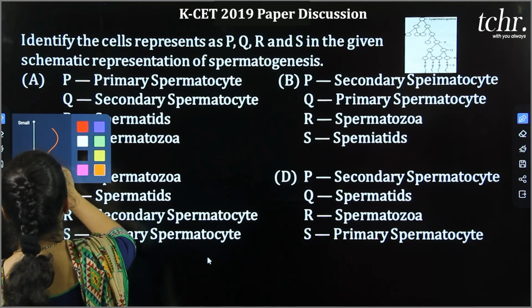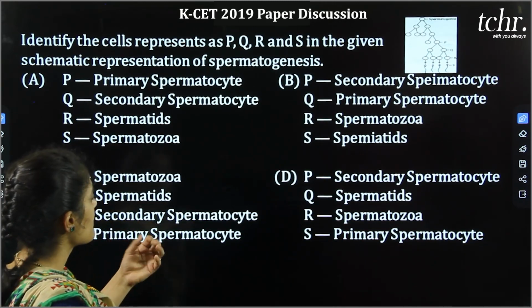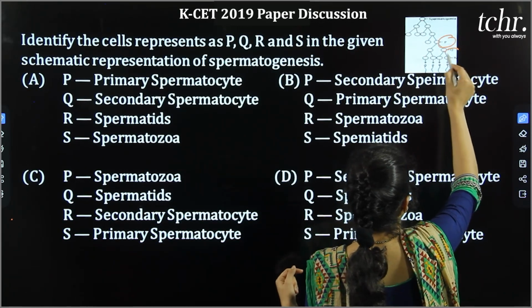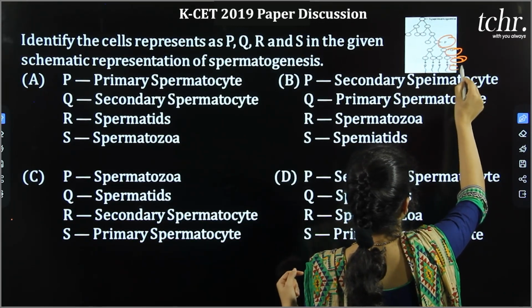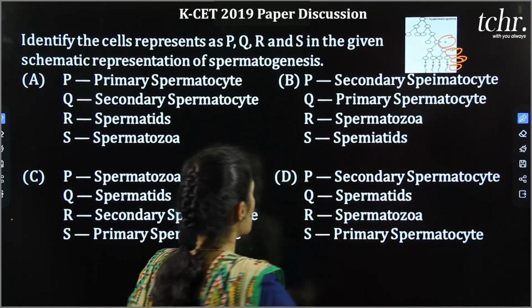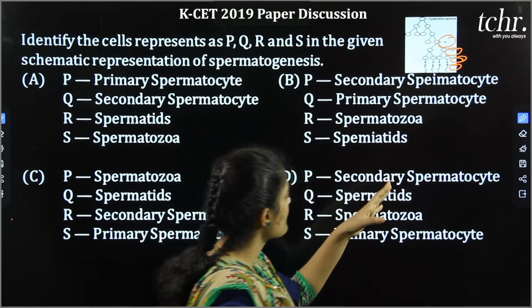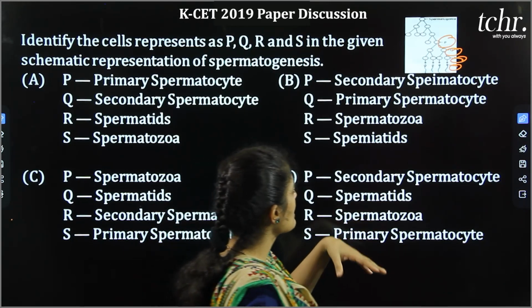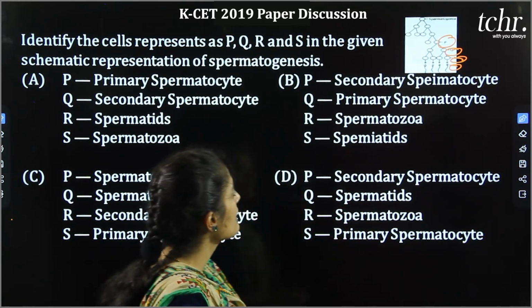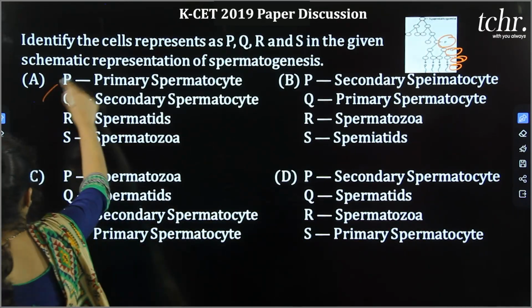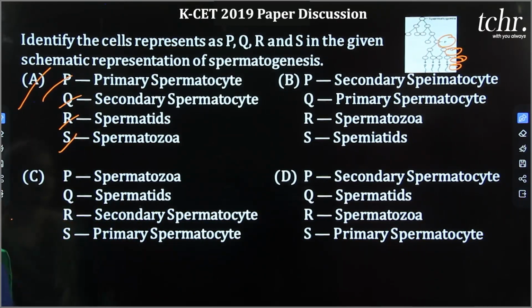Next, see, identify the cells represented by P, Q, R as in the given figure. This is P, this is Q, this is R and this is S. P is actually primary spermatocytes, Q is the secondary spermatocytes, R is the spermatids and S is the spermatozoa. So P, Q, R, S. So A is the correct option.